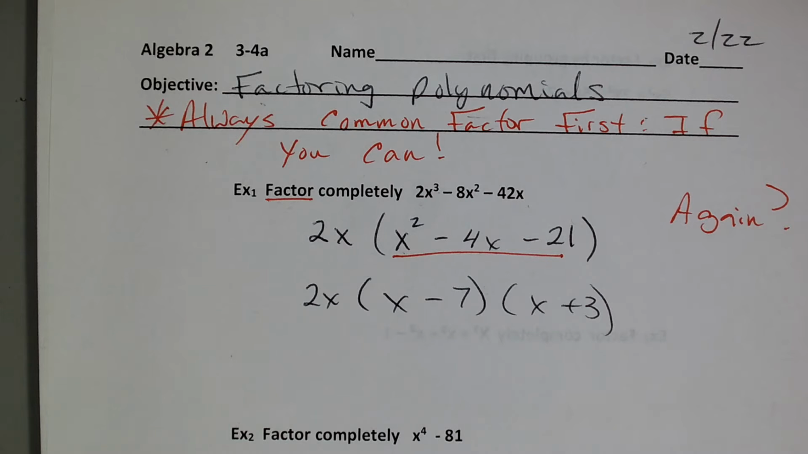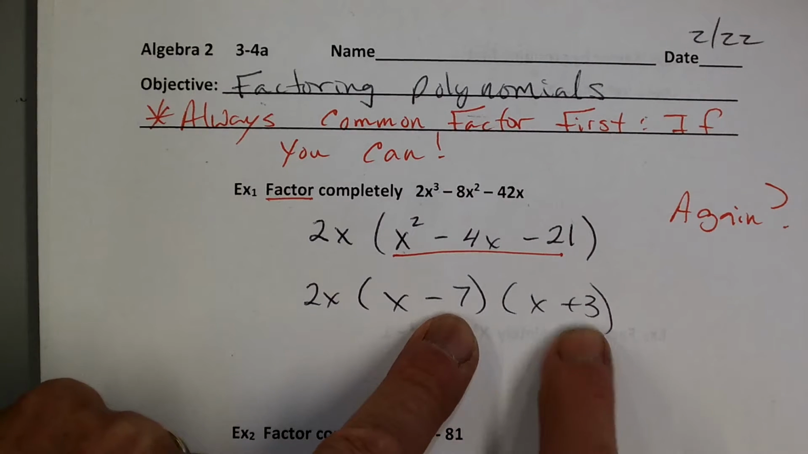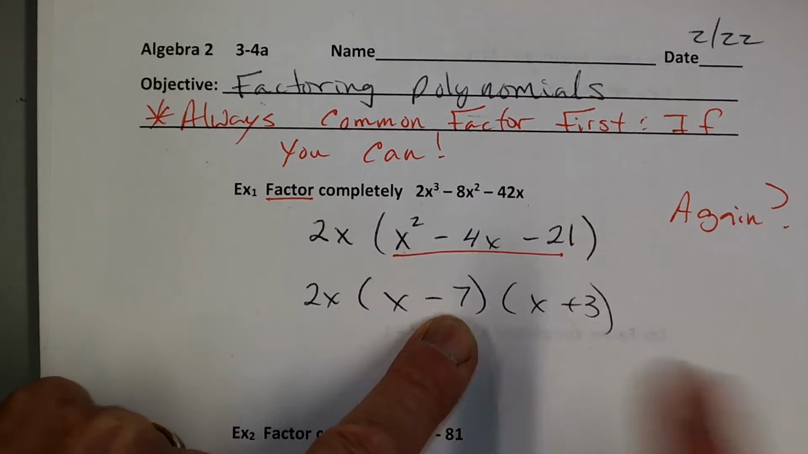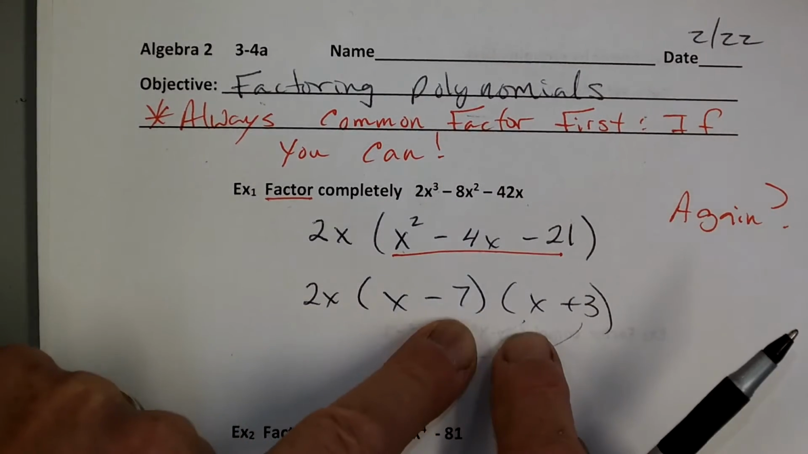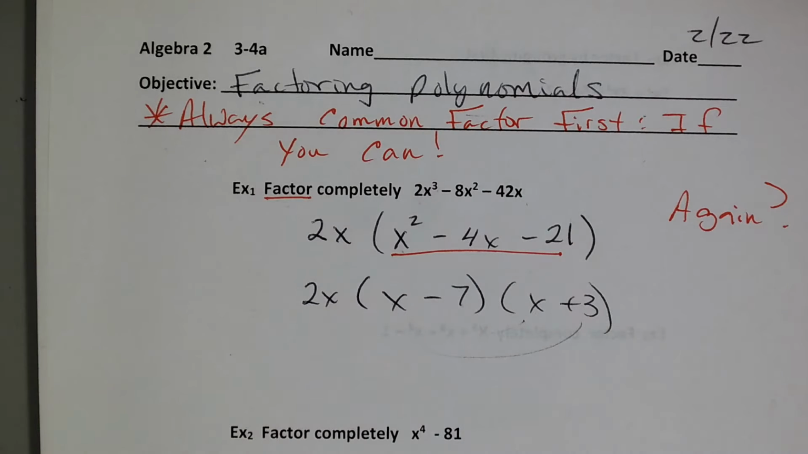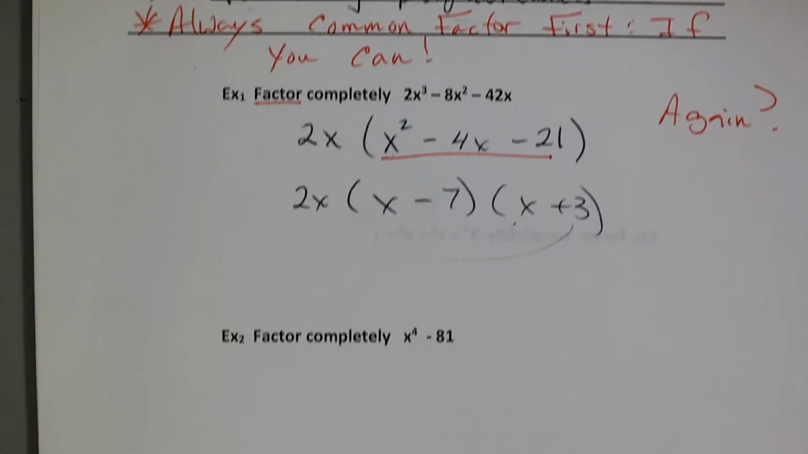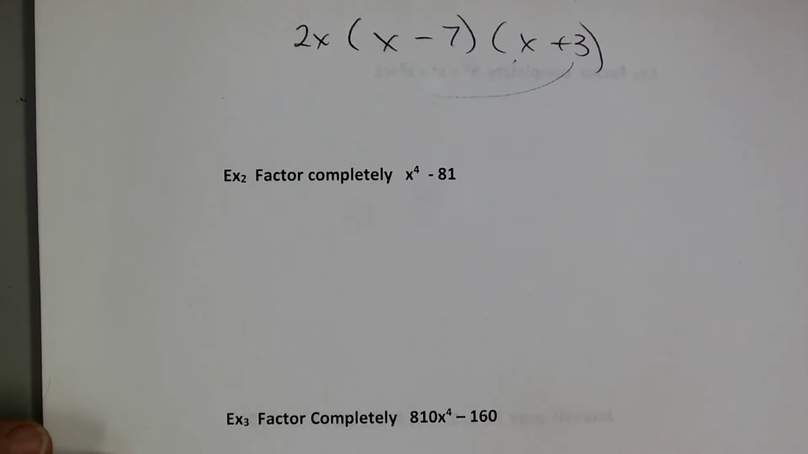I know that negative 7 times 3 makes a negative 21, and if I remember the double smiley kind of thing, I'd have a positive 3x and negative 7x, which makes the negative 4x. Okay, thumbs up on that one? Okay, good. Number 2. Factor completely.